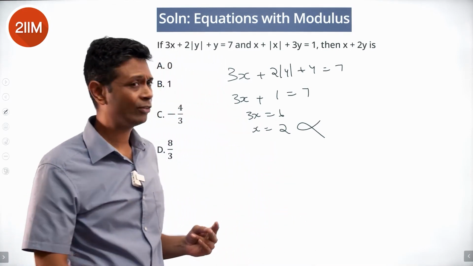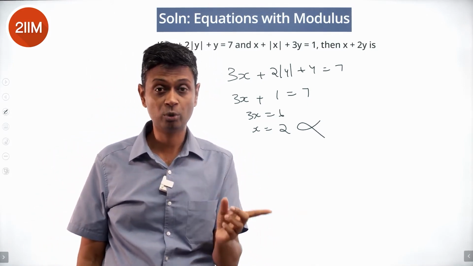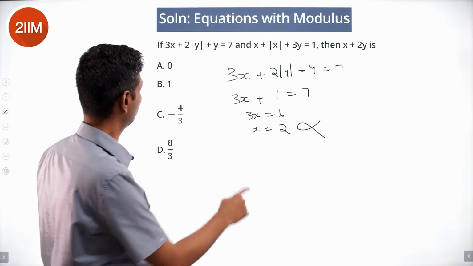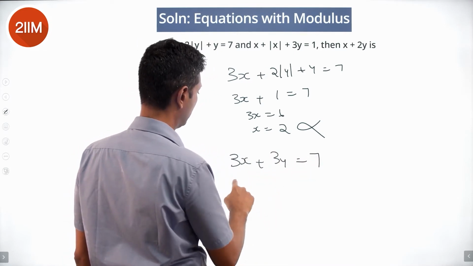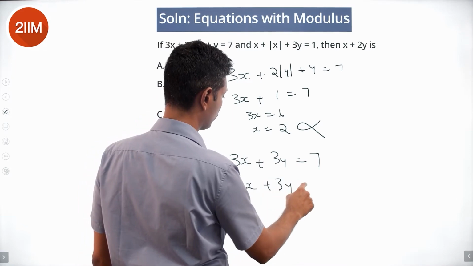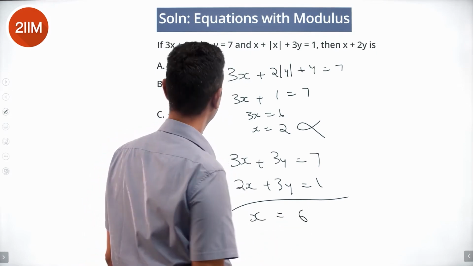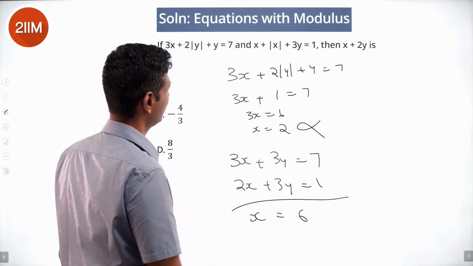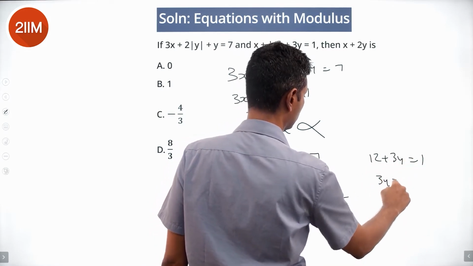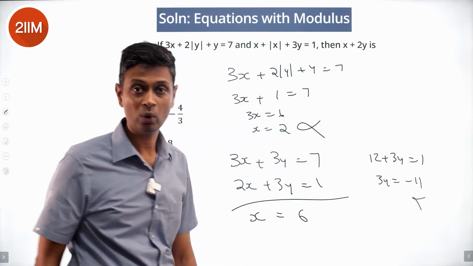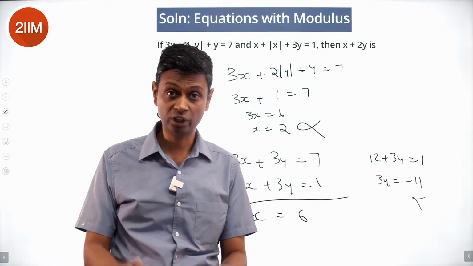Now I have only 2 equations, x positive and y positive, x positive and y negative. Both positive, I'll have 3x plus 3y is 7 and 2x plus 3y is 1. I subtract one from the other, I'll get x is 6. If x is 6, 6 plus 6 is 12, 12 plus 3y is 1, 3y is minus 11, doesn't work. Y will have to be negative. X is positive, y is positive, does not yield any solution. X is negative, does not yield any solution.